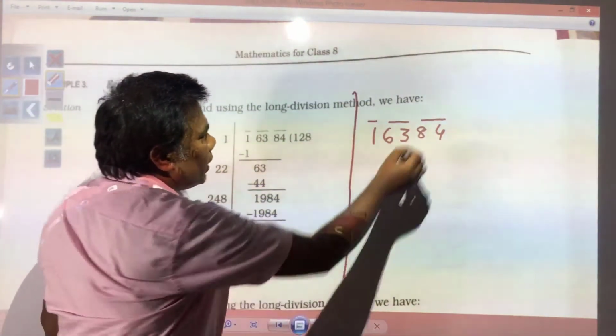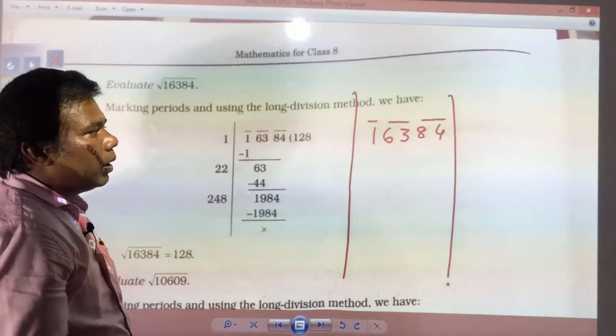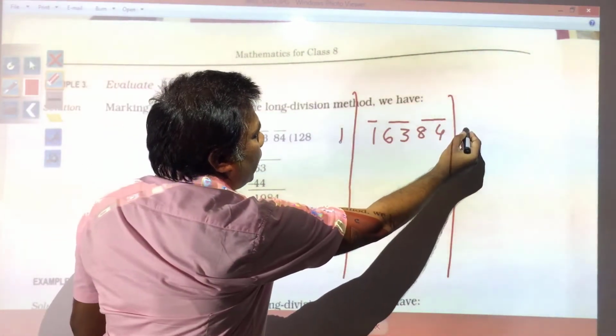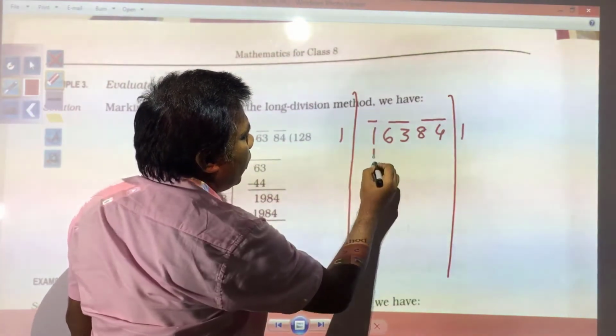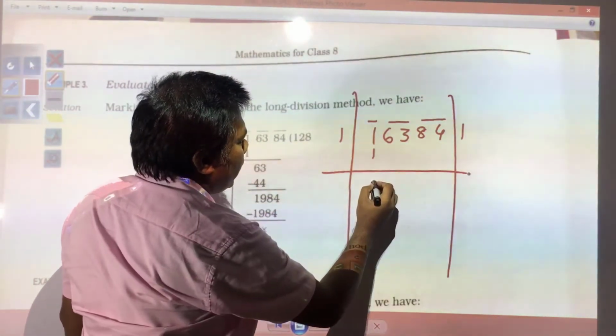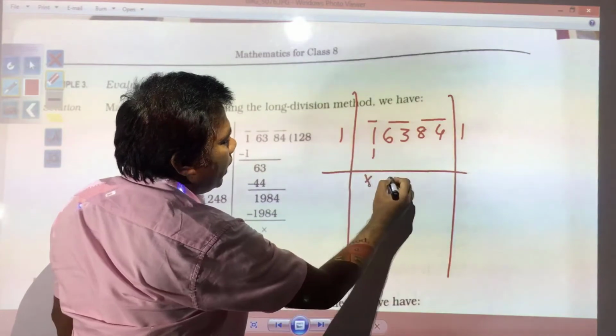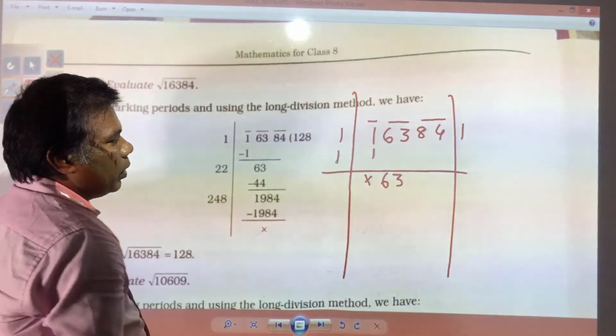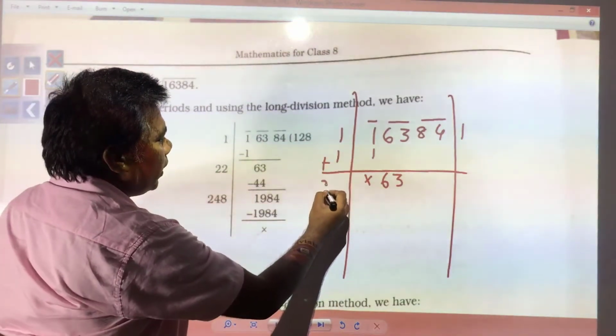Now, you see in the first period what number is required to be taken? 1 you have. So, by 1 it is required to be divided. 1 1 is 1. If you subtract, you will get 0. The next period is required to be taken down, and 1 is required to be written over here. You need to add this, you will get 2.